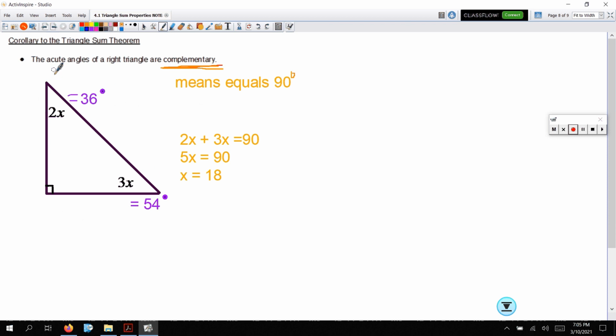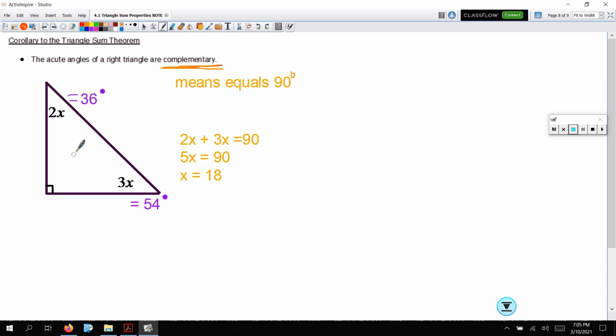All right, here's a corollary, just like, hey, you already know about the triangle sum theorem. Here's a little something, something. You can also know about right triangles. Okay, so only in a right triangle, because we know this is 90, the other two remaining angles are complementary, right? That means they equal 90.